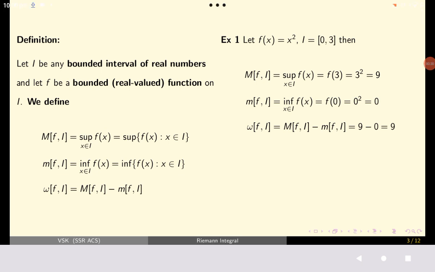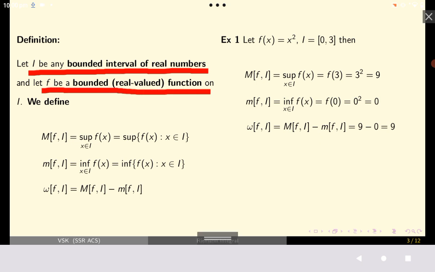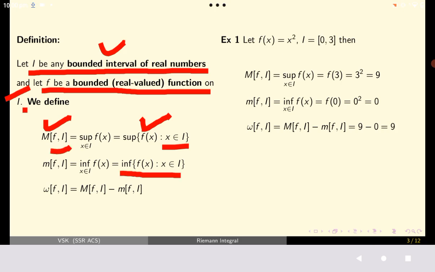It says that if I is a bounded interval of real numbers and f is a bounded real valued function defined on I, then we define this capital MFI by the supremum value of fx where x lies in this interval I. Small mfi is the infimum value of fx when x lies in this interval, and wfi is capital MFI minus small mfi. So let us understand these terms by an example.